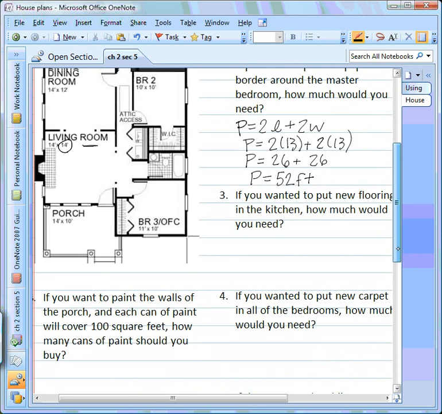Okay, let's look at the third question. If you wanted to put new flooring in the kitchen, how much would you need? New flooring covers the floor. That tells us we need to know area. So area equals length times width.